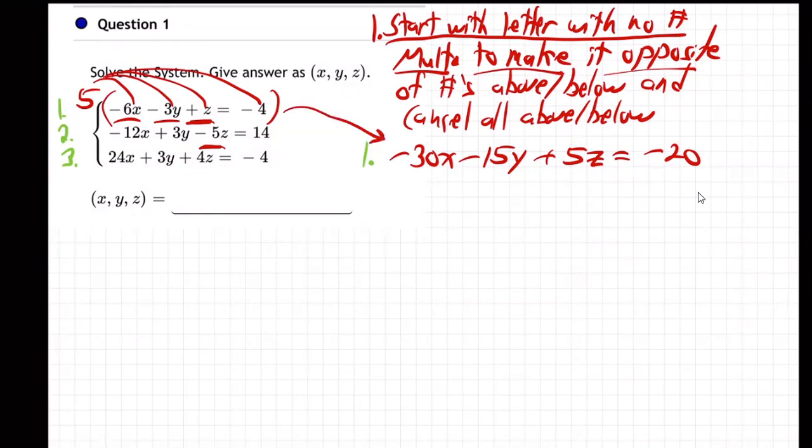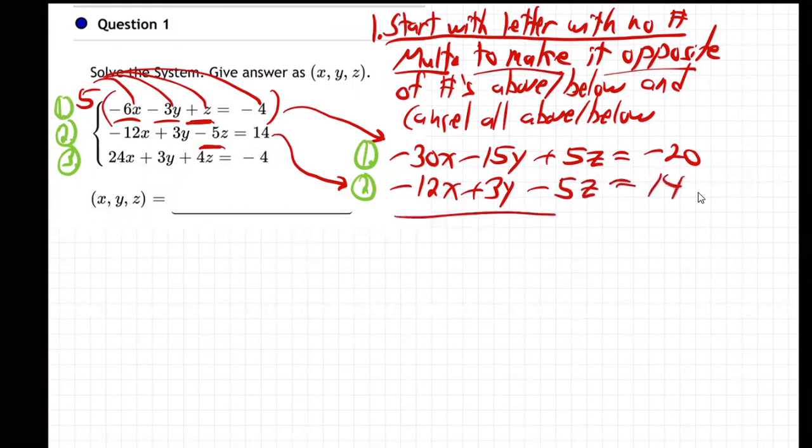And then I will bring the second equation, which is minus 12x plus 3y. In fact, why don't I just circle these numbers? There's a 1, 2, and 3. Minus 5z equals 14. See, now if I add them up, see what's going to happen? Cancel, cancel. See how we made the z's go away there? So what do we get? Minus 42x minus 12y equals minus 6. I'm going to call that equation number 4.